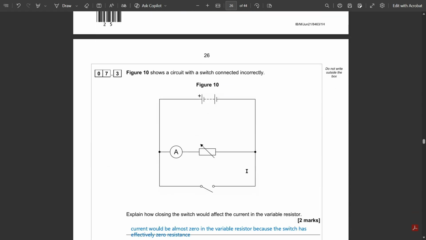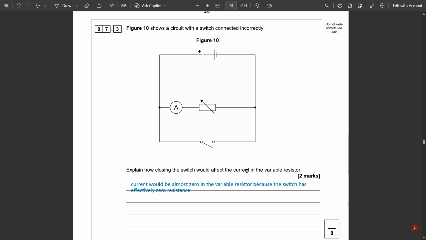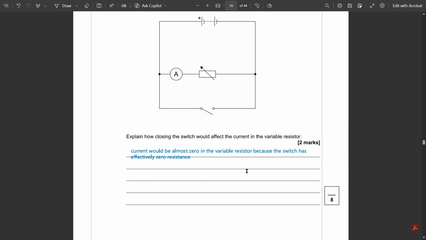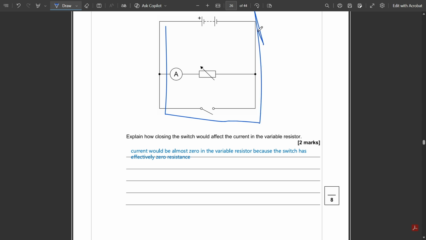Alright, next question. Figure 10 shows a circuit with a student connected incorrectly. Explain how closing the switch would affect the current in the variable resistor. Well, the current would be almost zero in the variable resistor because the switch has effectively zero resistance. So all the current will flow around that way instead of this way.